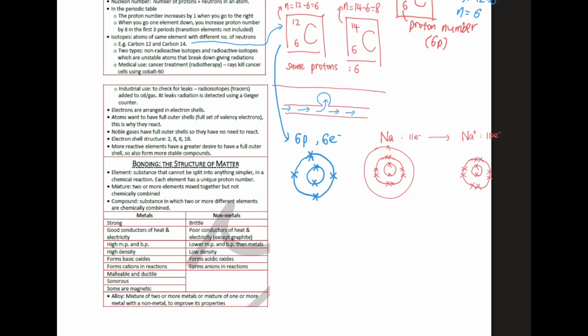So that's why we have this statement here. Atoms want to have a full outer shell. 8 electrons is the full outer shell, or full set of valency electrons. This is why they react. How do they react? They react by donating 1 electron to another atom. The other atom is expected to receive electrons. Now let's see, noble gases have full outer shells.